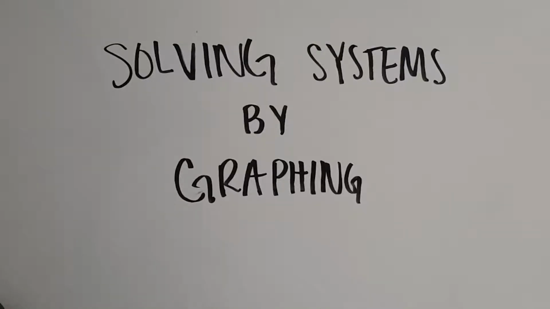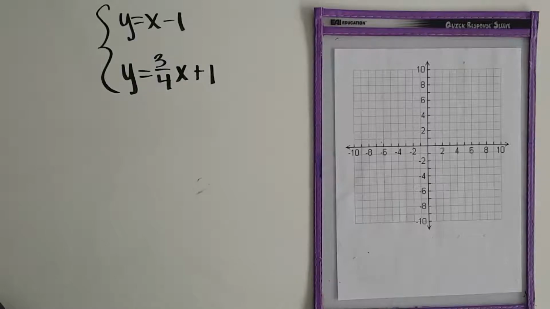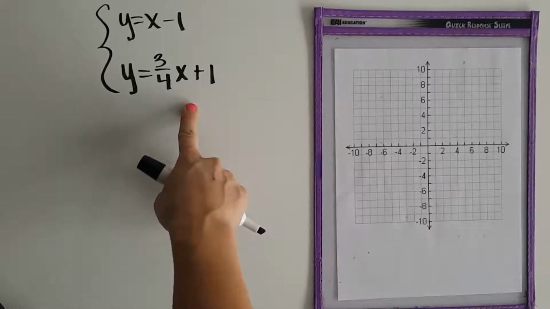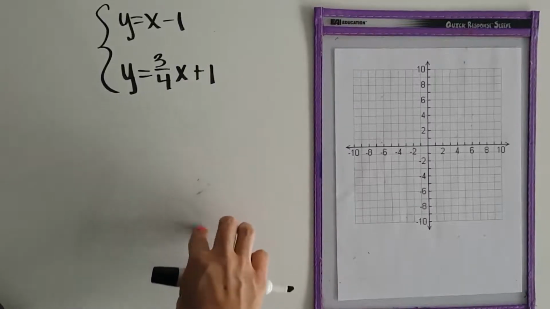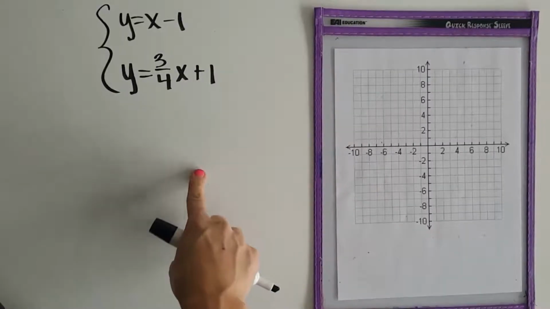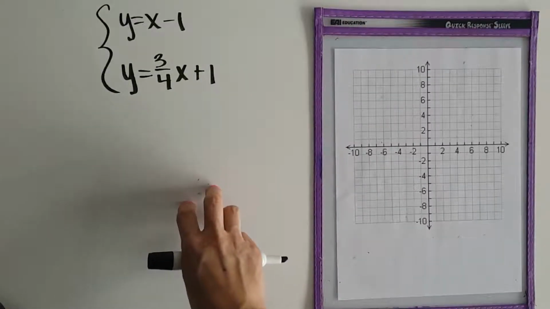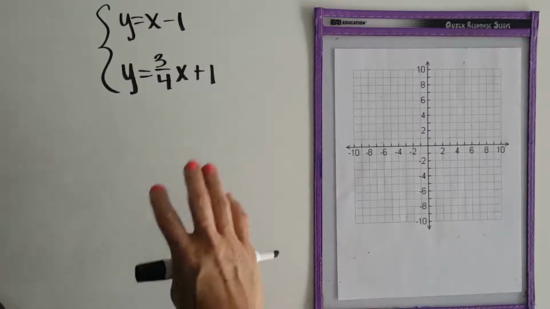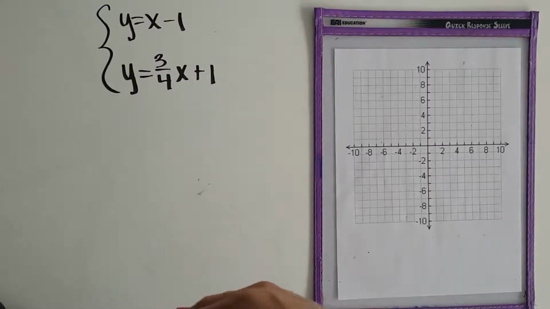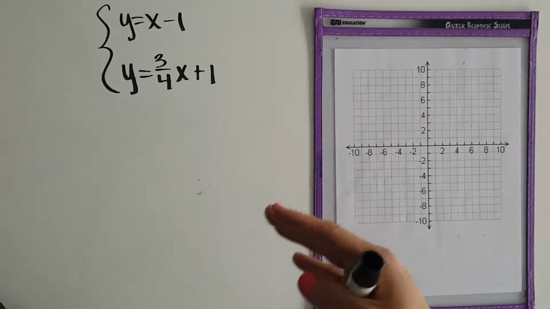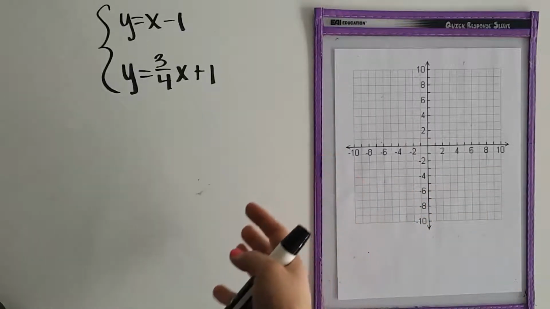In this video, we're going to talk about how to solve a system of equations, specifically linear in our case, by graphing. In this first example, they want us to solve this system of equations by graphing. Eventually, we're going to learn how to solve by graphing, using substitution, and using elimination. So we'll have three methods.